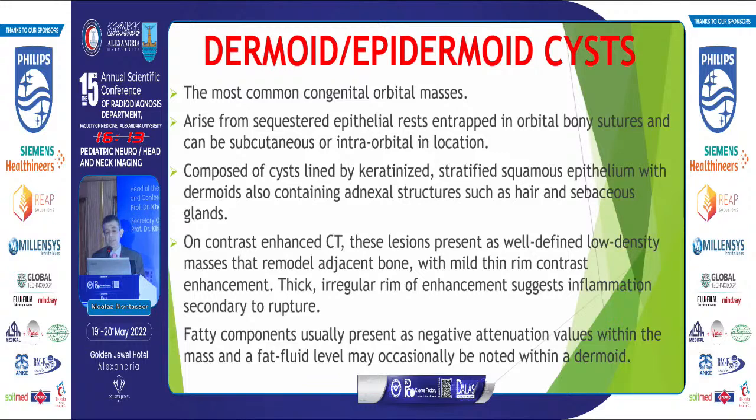On contrast-enhanced CT, these lesions present as well-defined low-density masses. They remodel the adjacent bone, which is a characteristic feature. If there is a rupture of the dermoid, there will be thick, irregular rim enhancement with perilesional inflammatory changes.